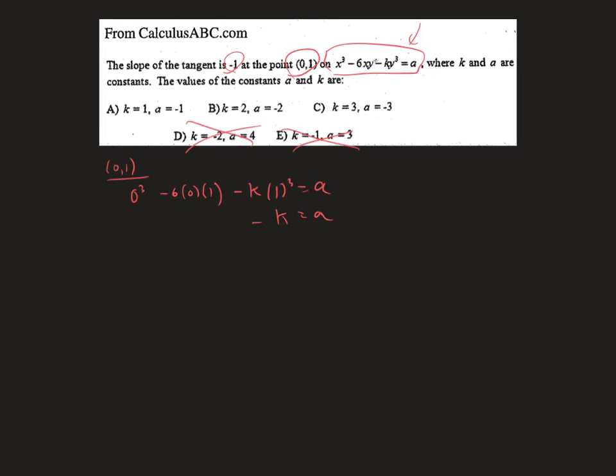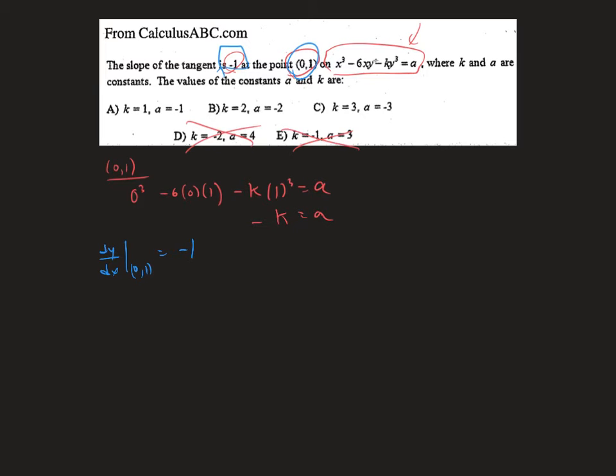Now, we're also told that the slope of the tangent is -1. So that means the derivative should equal -1 at this point. So what we're going to do is find the derivative using implicit differentiation, and then we're going to set that equal to -1 when we plug in 0 for the x and 1 for the y.